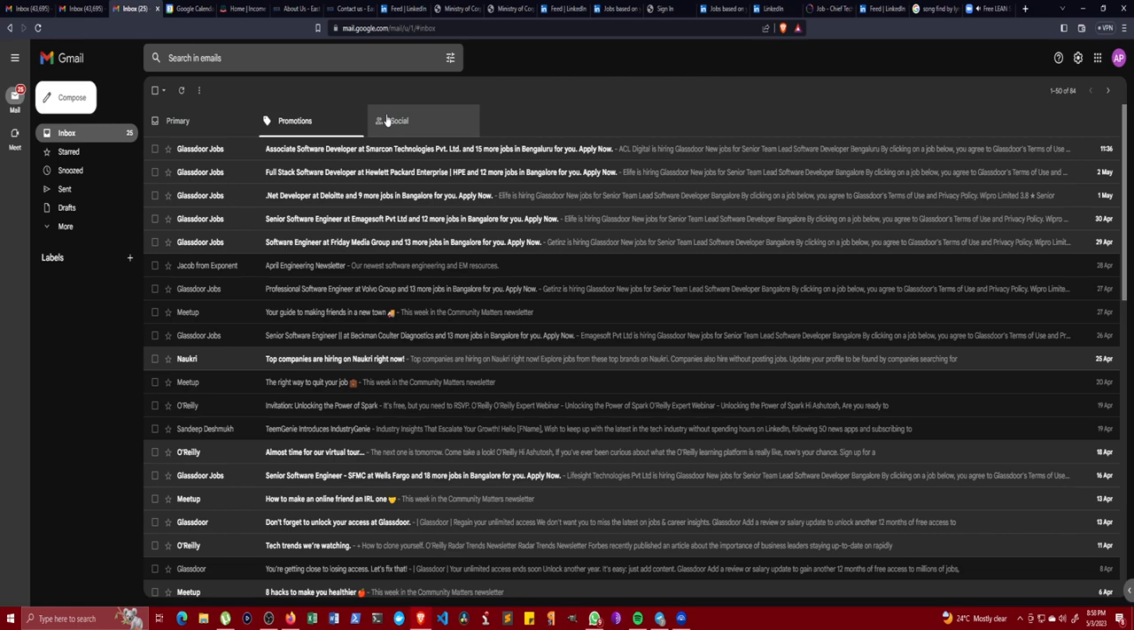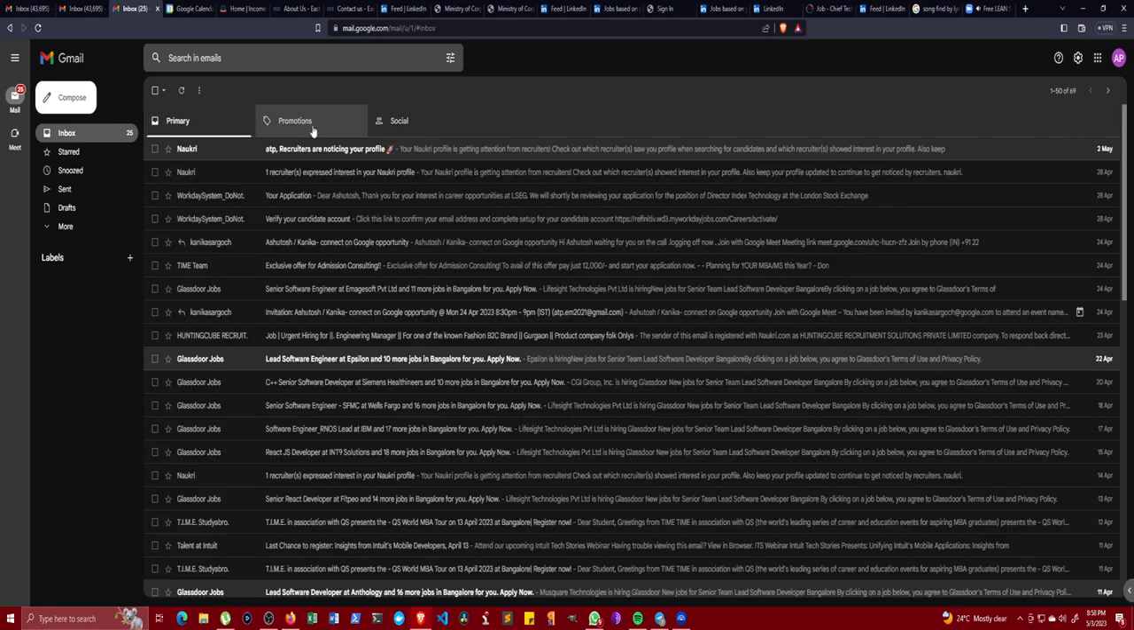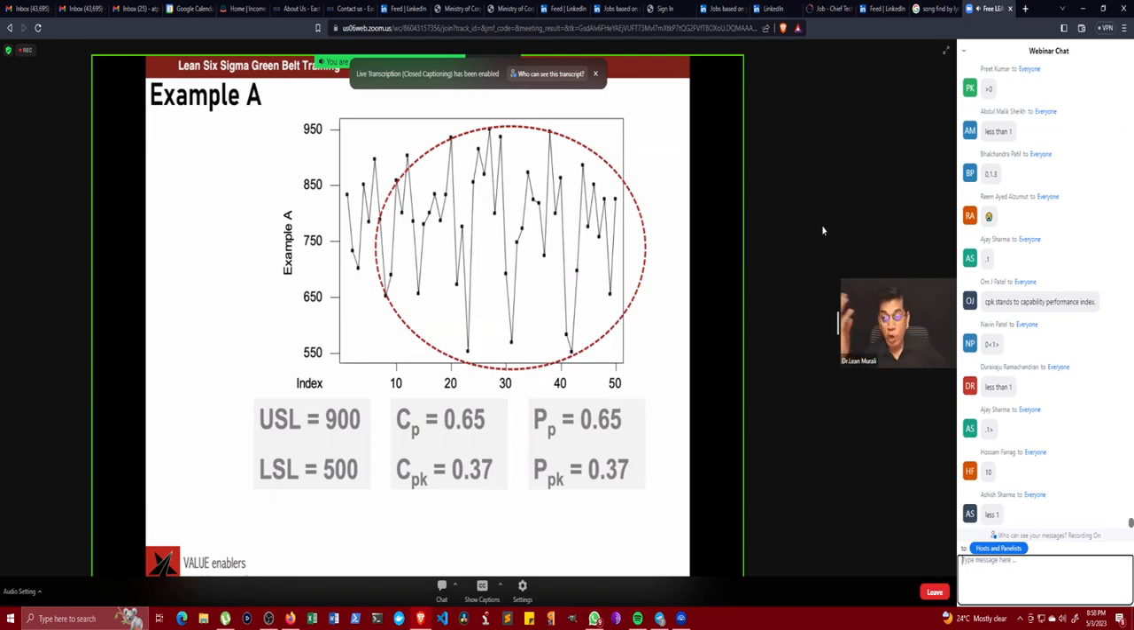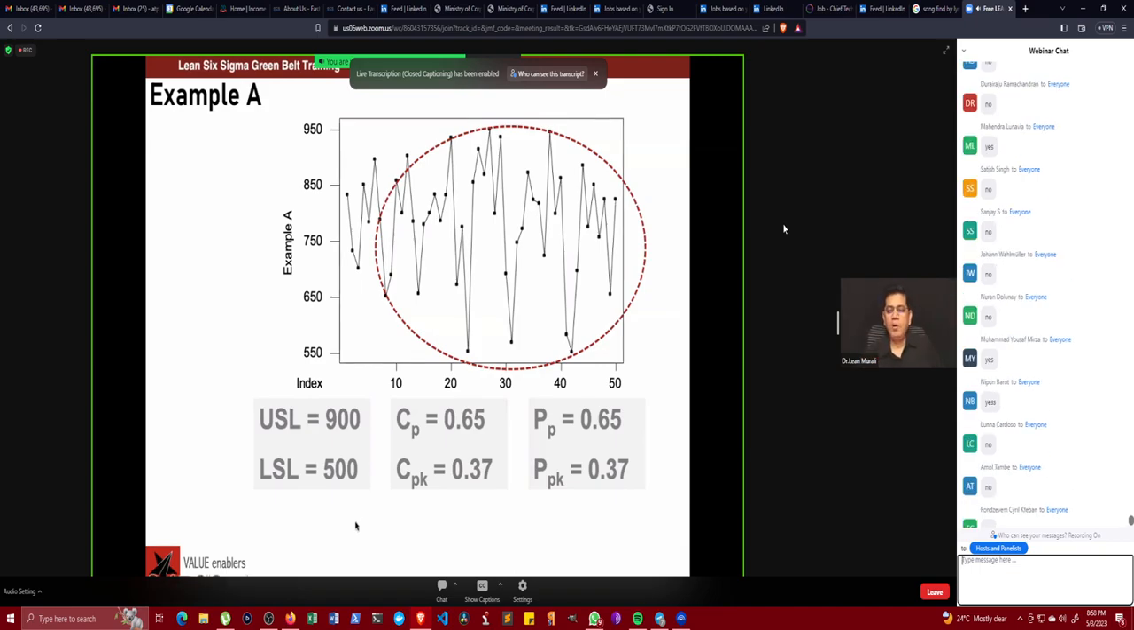You just have to understand this concept because this is a quiz question. CP can be equal to PP and CPK can be equal to PPK. But the question here is, can PP be more than CP? Yes or no? Can the long-term capability be better than the short-term capability? No, it cannot be, because over a long period of time, it will always deteriorate. So CP is always greater than PP. CPK is always greater than PPK. Friends, please understand this is a compulsory question if you're writing exam.